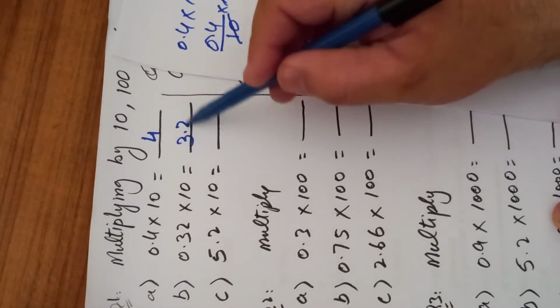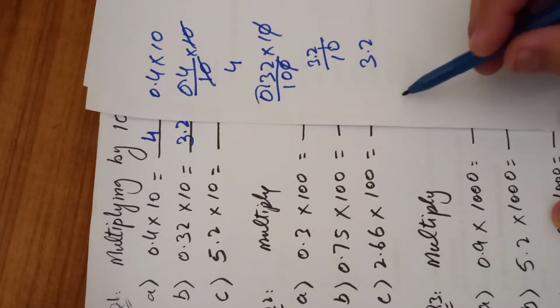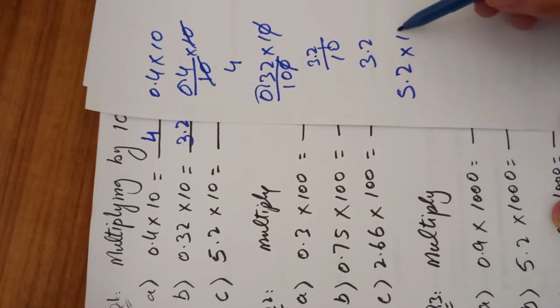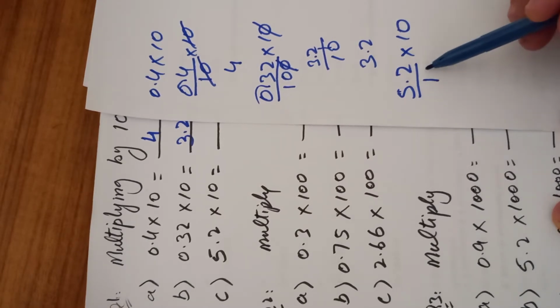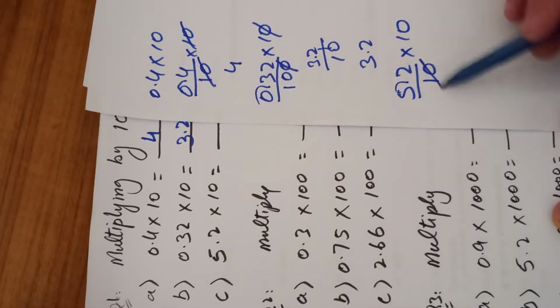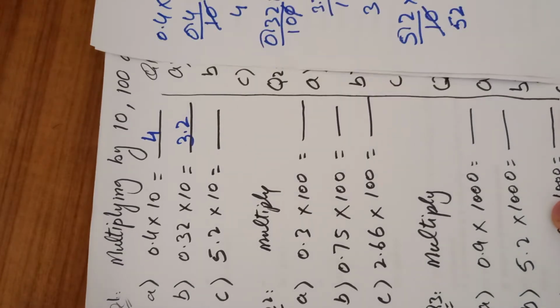Hope this is the easiest way. You will understand, you will not face any difficulty. So here you can see that we get rid of the decimal by writing 1 for the decimal, 0 for each digit. 10 will cancel with 10, so the result is 52.